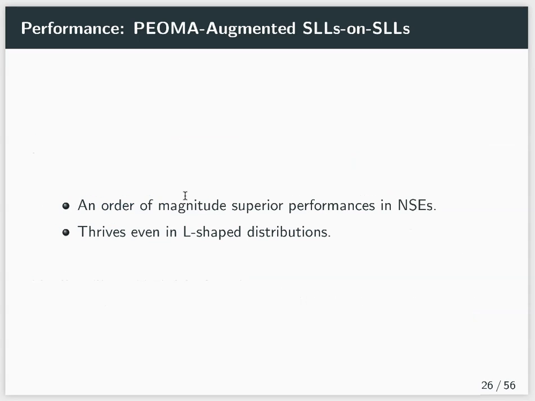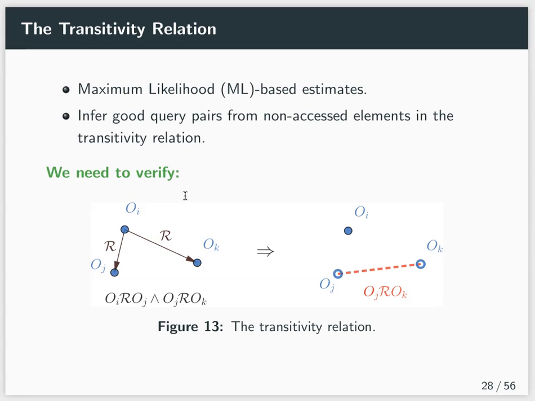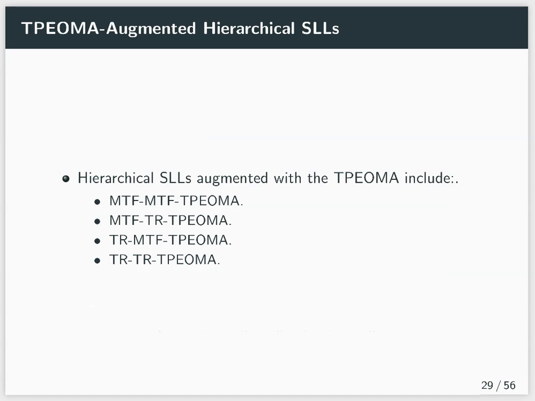The final way in which we have augmented the learning of the groups, which is the focal point of this paper, is by using the property of transitivity. In transitivity, what we mean is if we know that OI and OJ should be together, and if we know that OI and OK should also be together, without any accesses, we can infer that OJ and OK should be together. So just like before, we can use the pursuit concept, but without any additional queries. We can make use of that information to tell us which objects should be together. This leads us to the hierarchical scheme pairs with the TPEOMA, which is the Transitivity Pursuit Enhanced Object Automata.